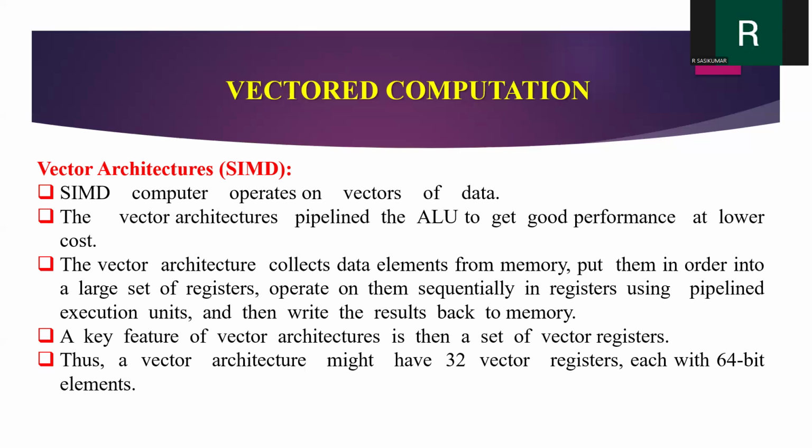What are the important key features of vector architecture? First, a set of vector registers. How many vector registers are available? Every vector architecture might have 32 vector registers, each with 64 elements. So 32 into 64. Every vector register holds 64 elements.